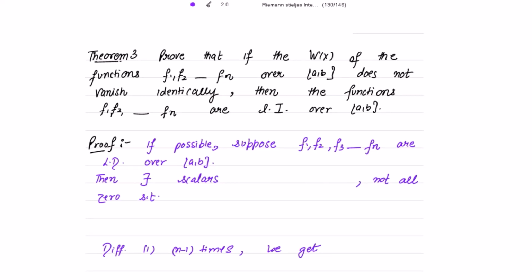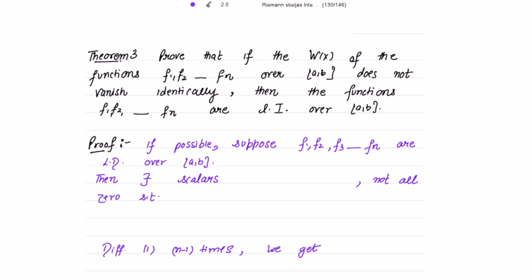And for linear independence, I need all the scalars to be equal to 0. I must prove that. So here I have to prove that the functions are linearly independent. Now I will prove this result by contradiction. Let's suppose that the functions are linearly dependent, and then I will get the contradiction.